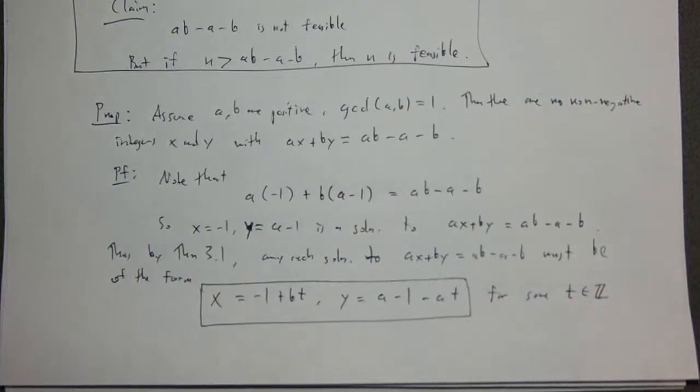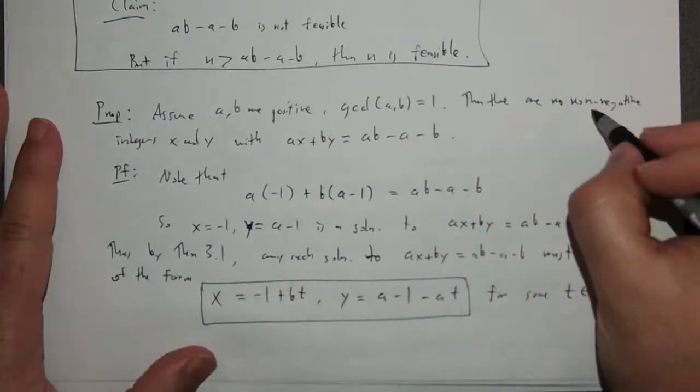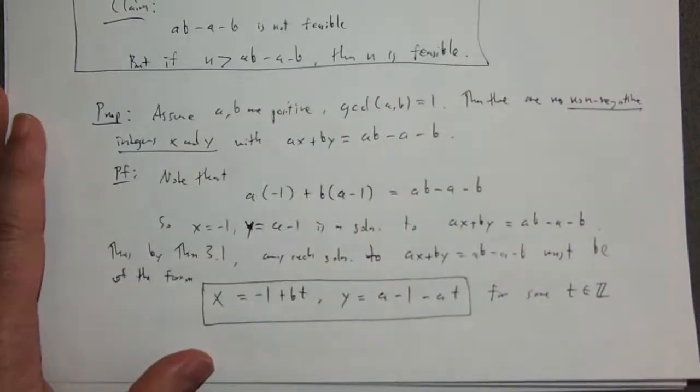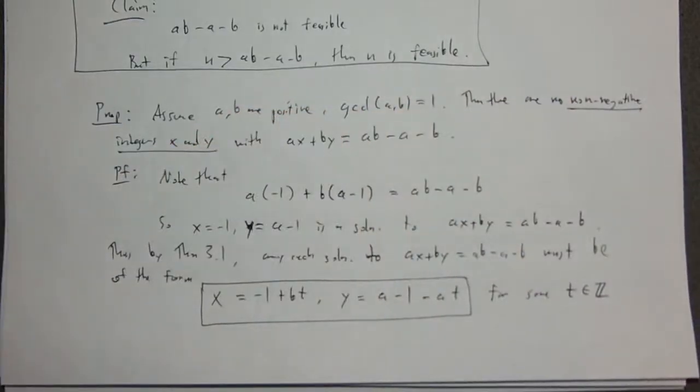Now, you might say, wait, didn't we just find a solution then? Well, remember, we need non-negative integers x and y that make this true. So we got this solution, but this doesn't work because x is negative. So we want to make x non-negative, right? So in order to get an x value that's non-negative, what do we have to do? We have to choose a value of t that is actually positive. Okay. But this is an issue, right?